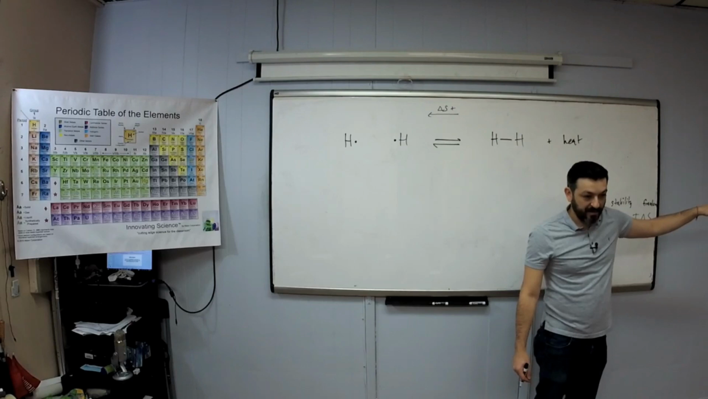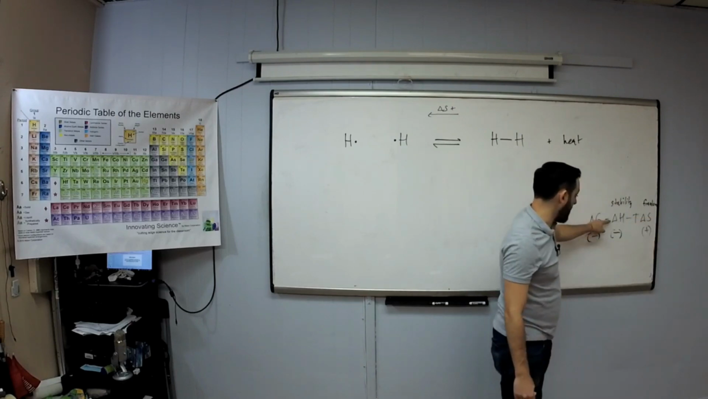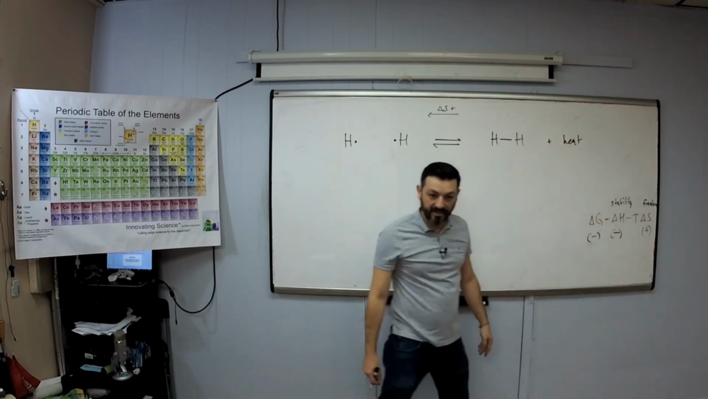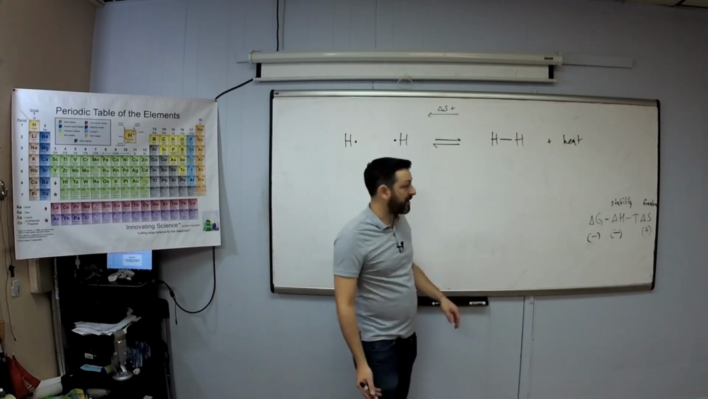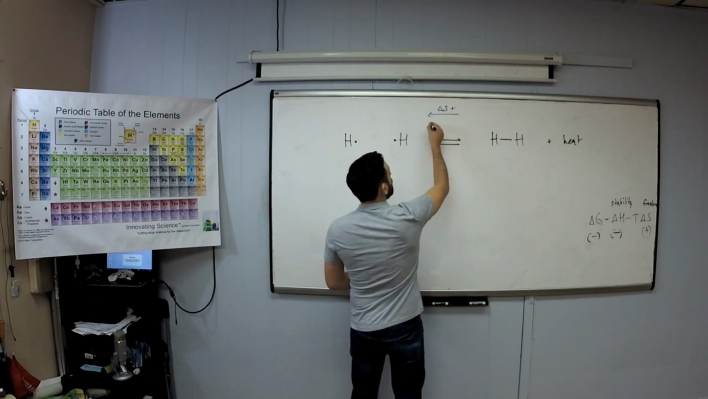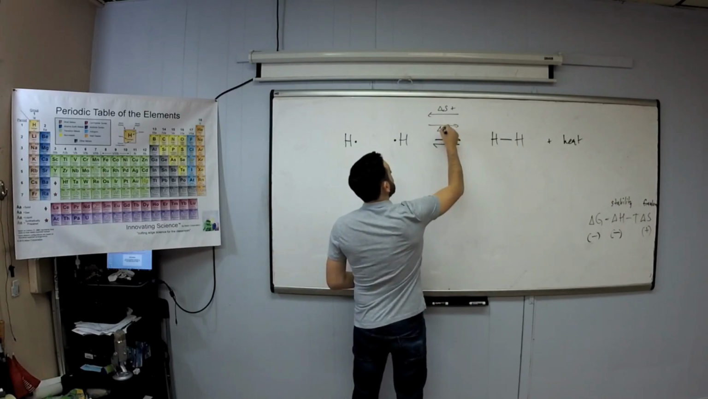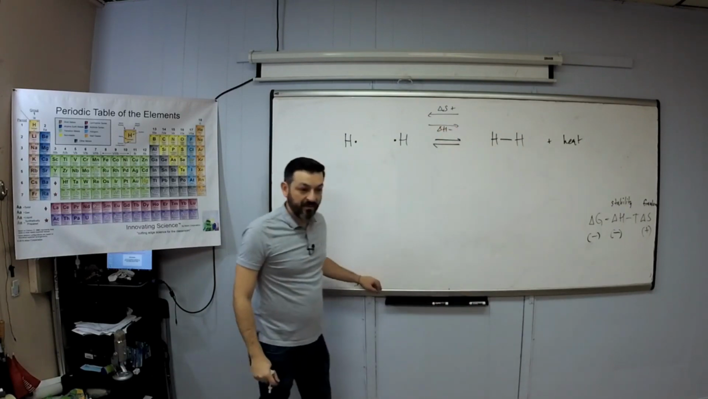Stability, right? And of course, if delta H is negative, that's because it's releasing heat. Do you see? Because delta H is negative, exothermic, releasing heat. So this way is for entropy. This way is for enthalpy, delta H negative.